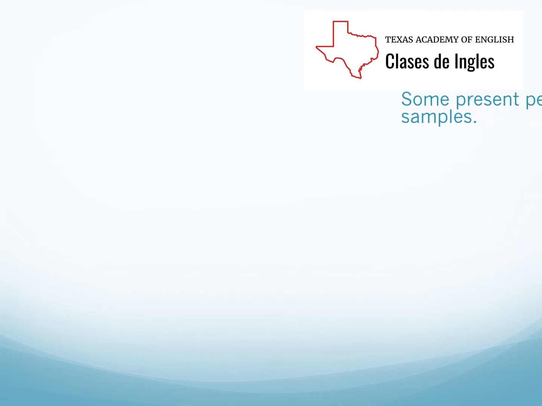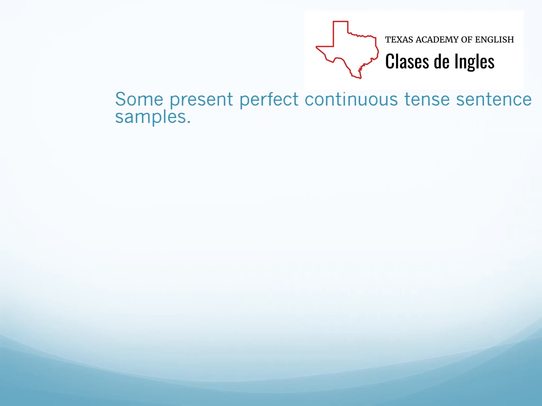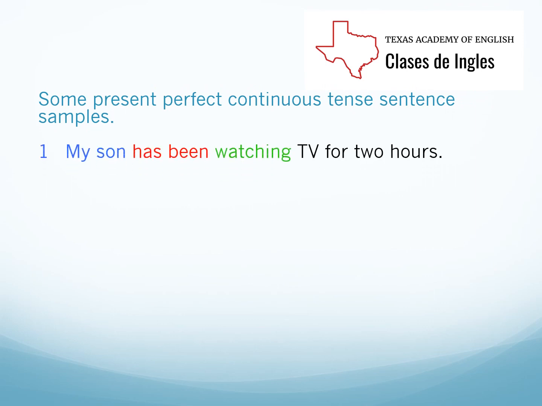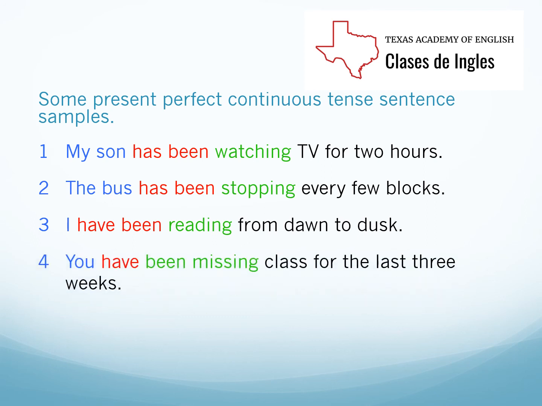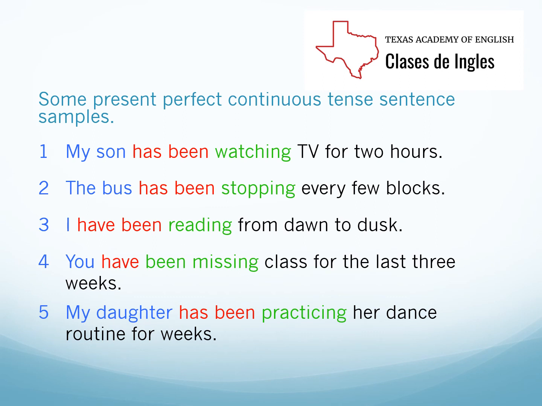Some present perfect continuous tense sentence samples are as follows. My son has been watching TV for 2 hours. The bus has been stopping every few blocks. I have been reading from dawn to dusk. You have been missing class for the last 3 weeks. My daughter has been practicing her dance routine for weeks.